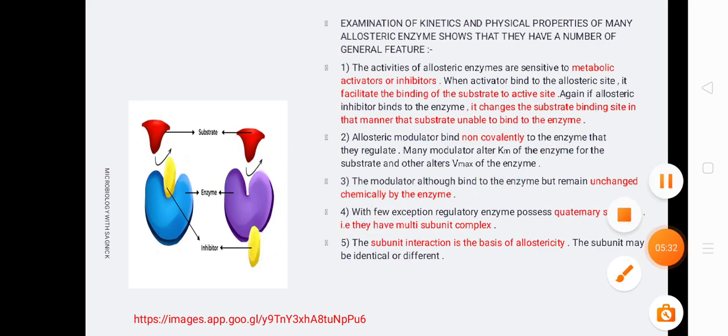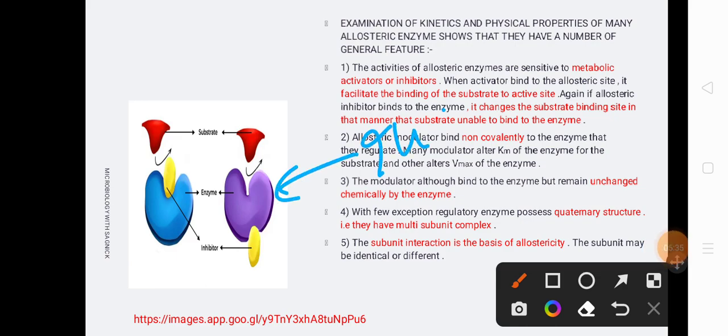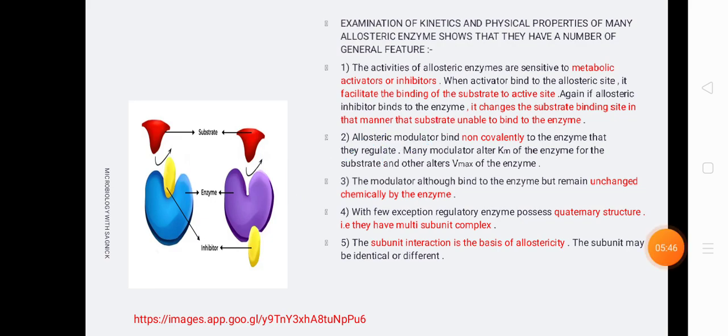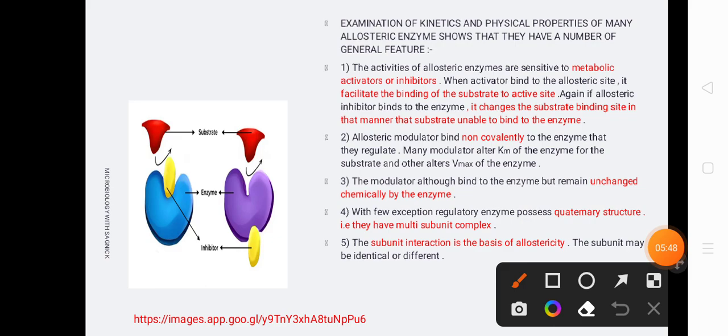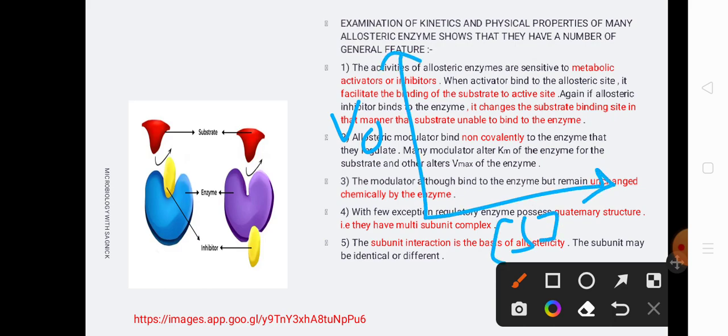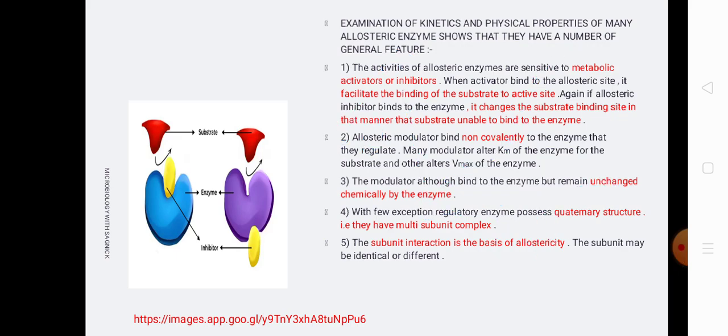And these types of allosteric enzymes are quaternary in structure. That means they have multiple subunits, and the interaction between subunits is very, very important and is the basis of allostericity, right? And if the enzyme is allosteric, then for at least one substrate you will get a V0 versus substrate concentration curve that is sigmoidal rather than the hyperbolic curve we used to observe in the case of the Michaelis-Menten equation, right? So that is the idea of the basic properties of allosteric enzymes.